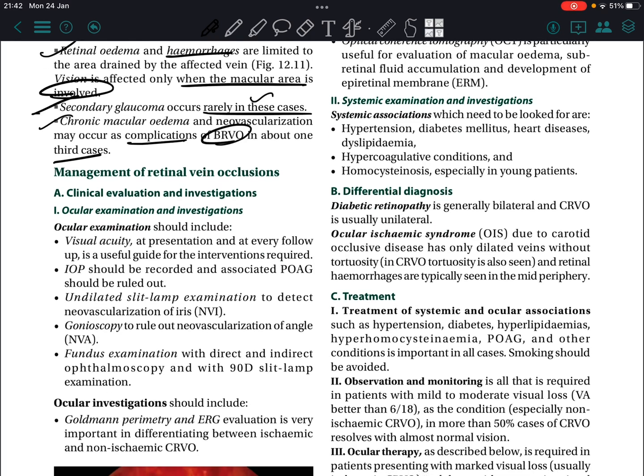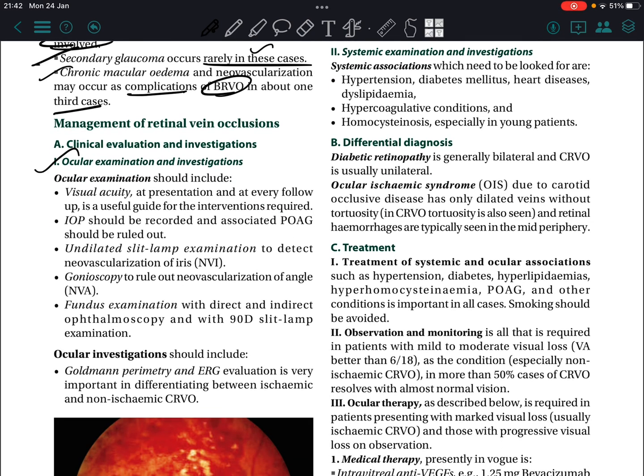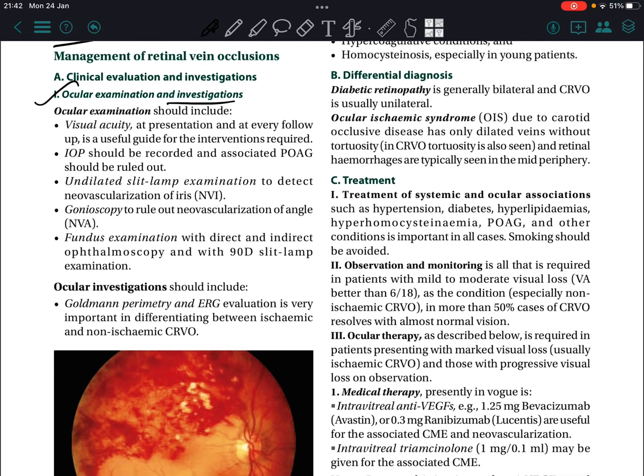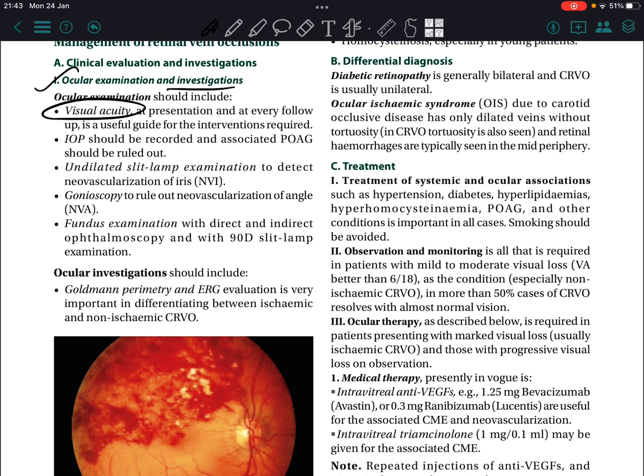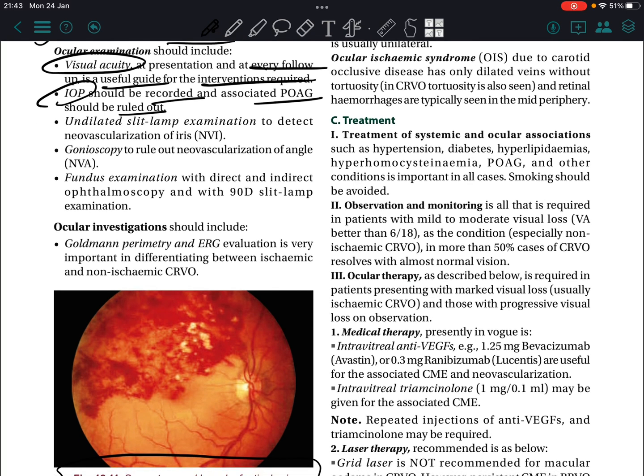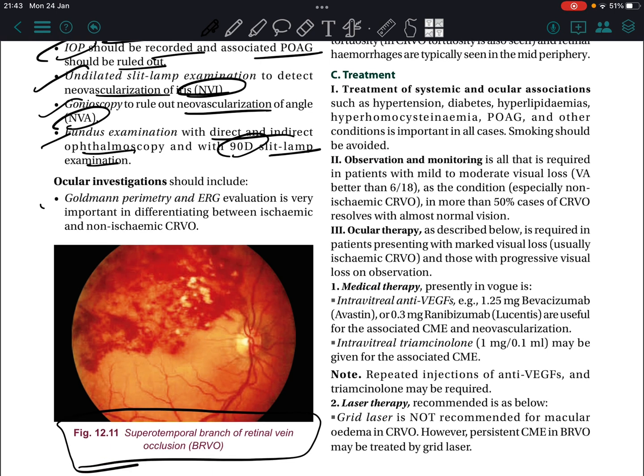Management of retinal vein occlusion. Clinical evaluation and investigations. Ocular examination should include visual acuity at presentation and at every follow-up, and is a useful guide for the intervention required. IOP should be recorded. Associated POAG should be ruled out. Undilated slit lamp examination to detect neovascularization of the iris. Gonioscopy to rule out neovascularization of the angle. Fundus examination with direct and indirect ophthalmoscopy and with 90D slit lamp examination. Ocular investigation should include Goldmann perimetry.